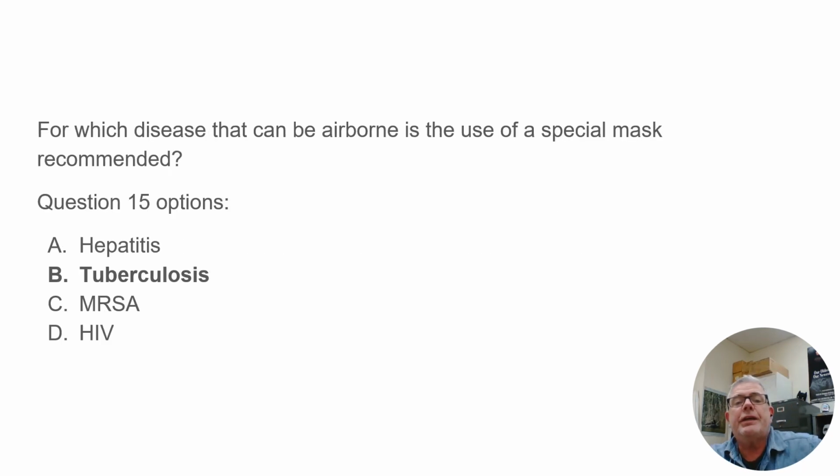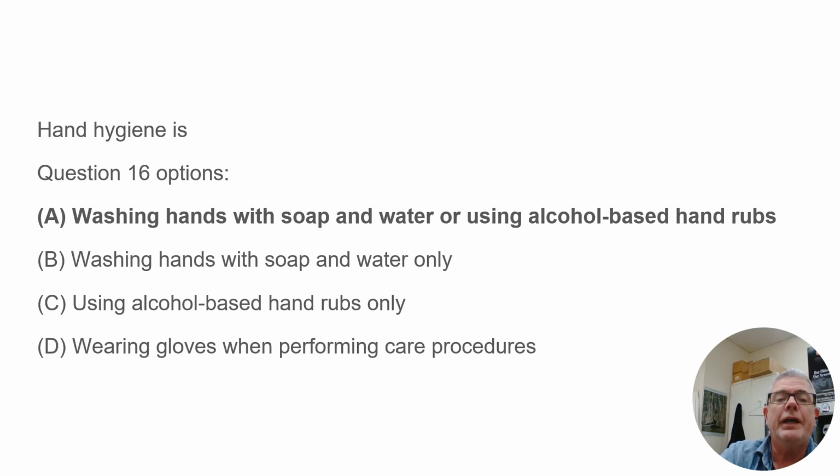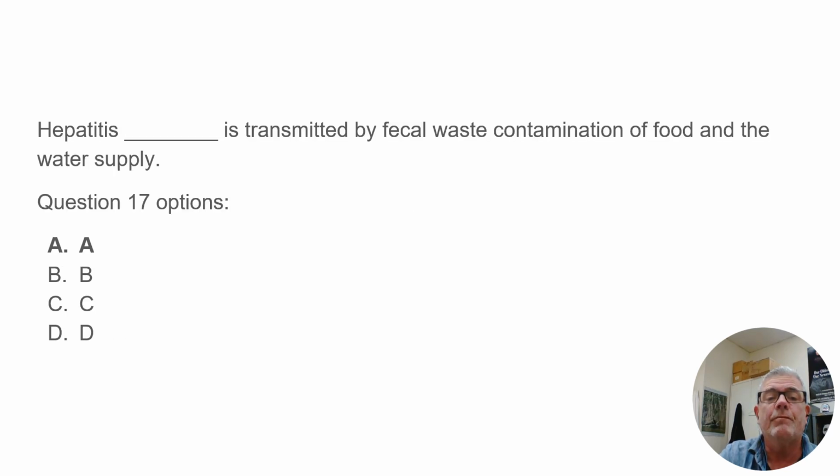For which disease that can be airborne is the use of a special mask recommended? That would be tuberculosis. Hand hygiene is washing hands with soap and water or using alcohol-based hand sanitizers. Soap and warm running water with friction and adequate time is the preferred method, but alcohol-based hand sanitizers are good in a pinch when you don't have access to a sink and faucet.